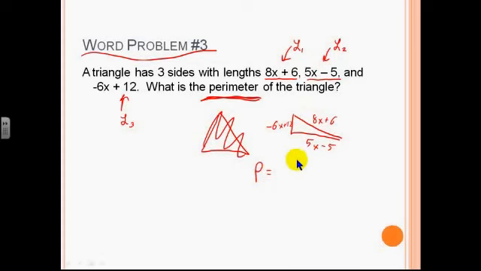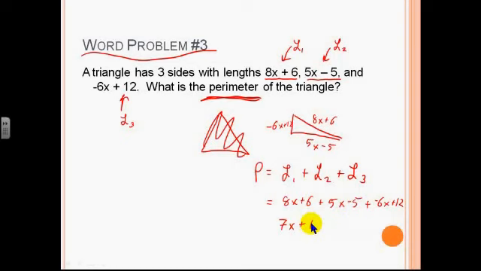So if I want to find out perimeter, I need to add L1 plus L2 plus L3. So again, all we're doing is adding here. So that's 8x plus 6 plus 5x minus 5 plus negative 6x plus 12. If I combine like terms, 8x and 5x is 13x, and 13x minus 6x is 7x. 6 and negative 5 is 1, and 1 plus 12 is plus 13. So this is my answer, 7x plus 13.